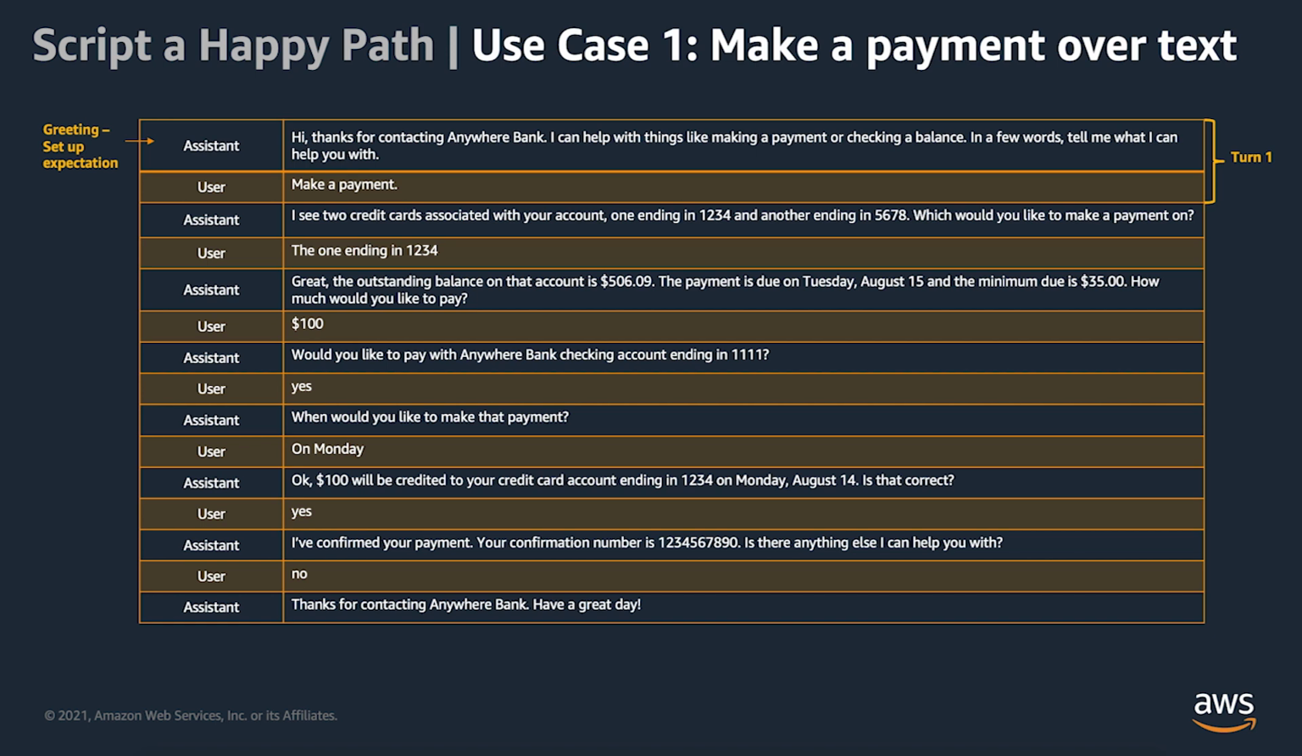On Monday. Okay, $100 will be credited to your credit card account ending 1234 on Monday, August 14th. Is that correct? Yes. I've confirmed your payment. Your confirmation number is 123456789. Is there anything else I can help you with? No. Thanks for contacting Anywhere Bank. Have a great day.